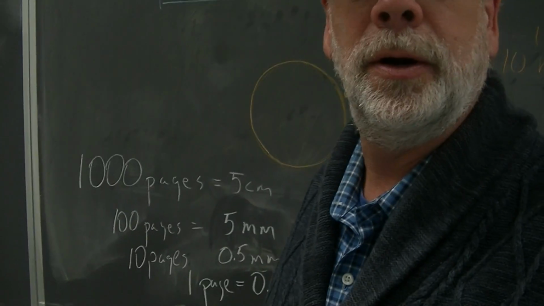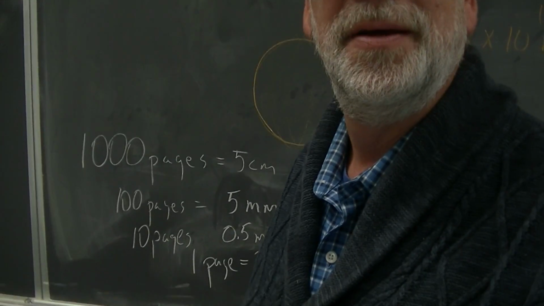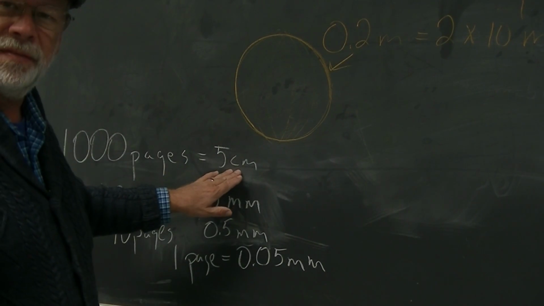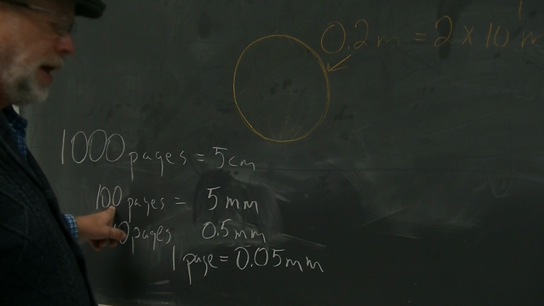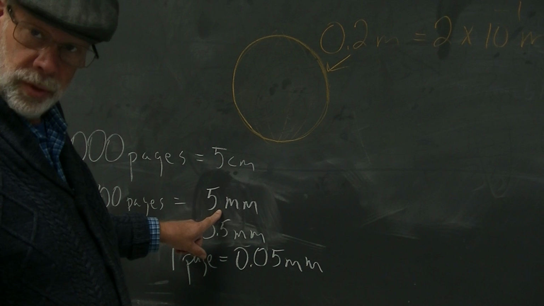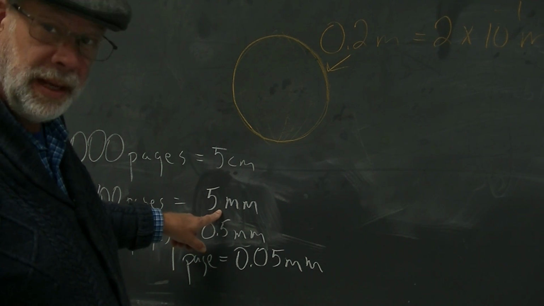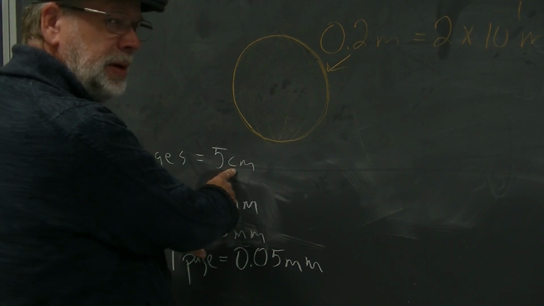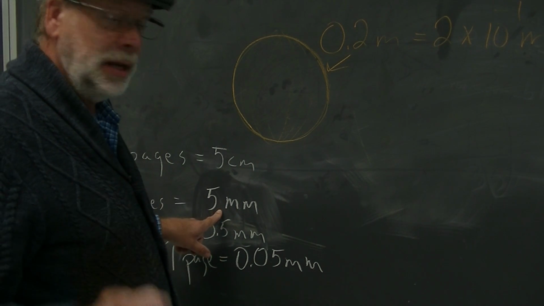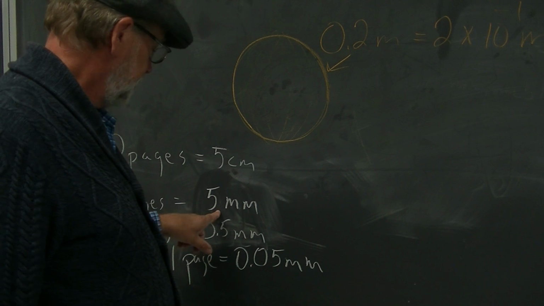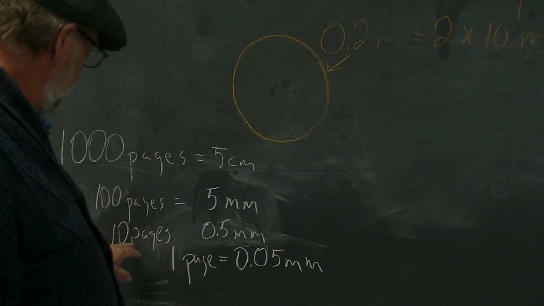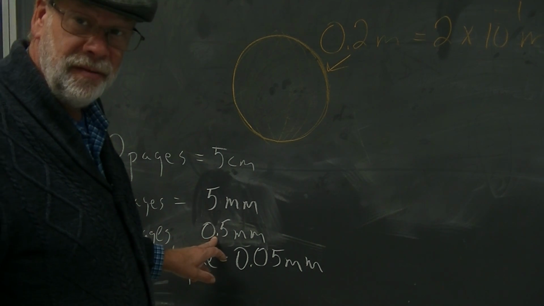So if you look down here at what I've written, hopefully this will make sense to you. If 1,000 pages equals 5 centimeters, 100 pages, 1/10 of that, would equal 5 millimeters. We're cutting that down to 1/10. That would be 5 millimeters. There's 100 centimeters in a meter. There's 1,000 millimeters in a meter. So there's 10 millimeters in a centimeter. So I've cut that into tenths. So 5 millimeters for 100 pages. That would mean 10 pages are 0.5 millimeters.